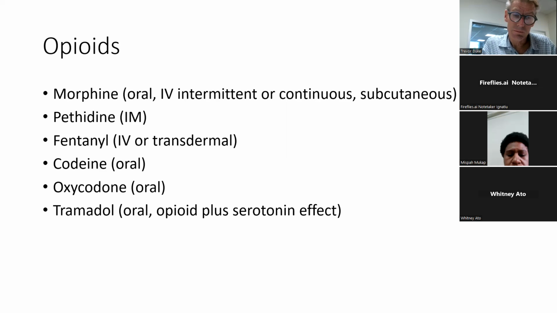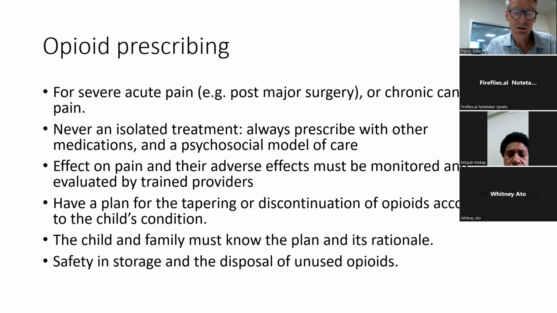And yeah, there's a few rules about opioid prescribing. As I said, it can be useful for severe acute pain or chronic cancer pain, but it's never an isolated treatment. Always prescribe it with other medications, with paracetamol or non-steroidal anti-inflammatory drugs, and also have a psychosocial model of care. It's not good enough just to give analgesics. There has to be some other non-pharmacological approach to a person's pain.